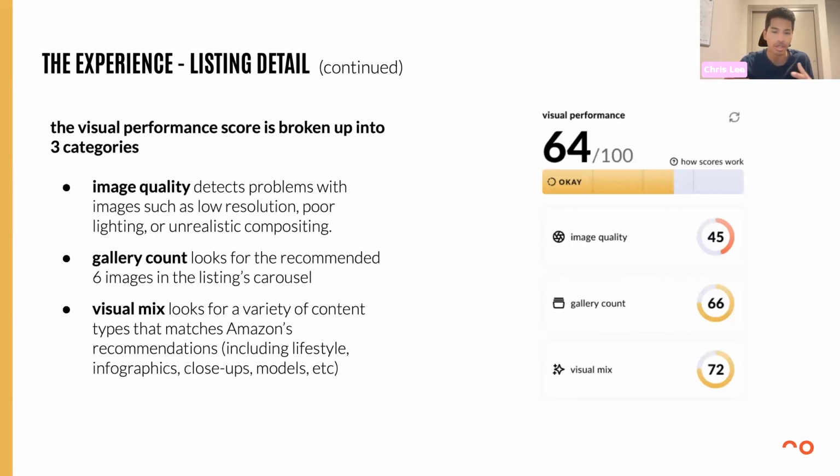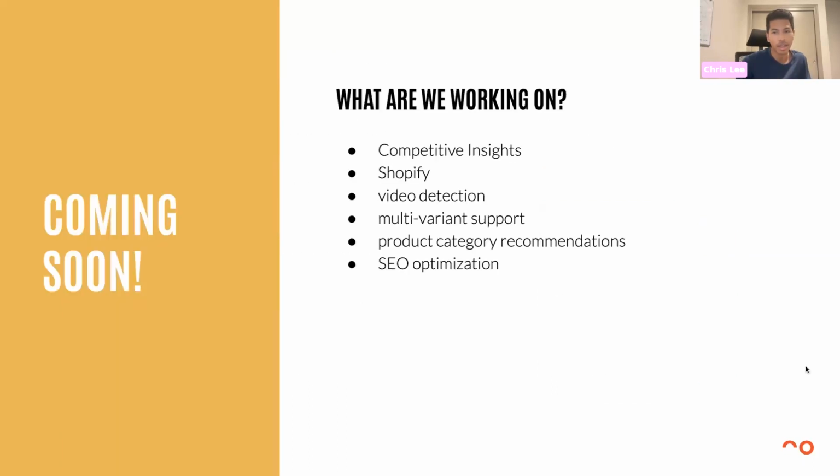And so that's what the score is actually made up of. You can see the individual scores of where you might be strong or weak, whether that's image quality, gallery count, or visual mix. And so, yeah, that's an overview of listing insights. There's a lot more that we could dive into. Happy to answer any questions, but there's a ton of new work that's also very exciting.